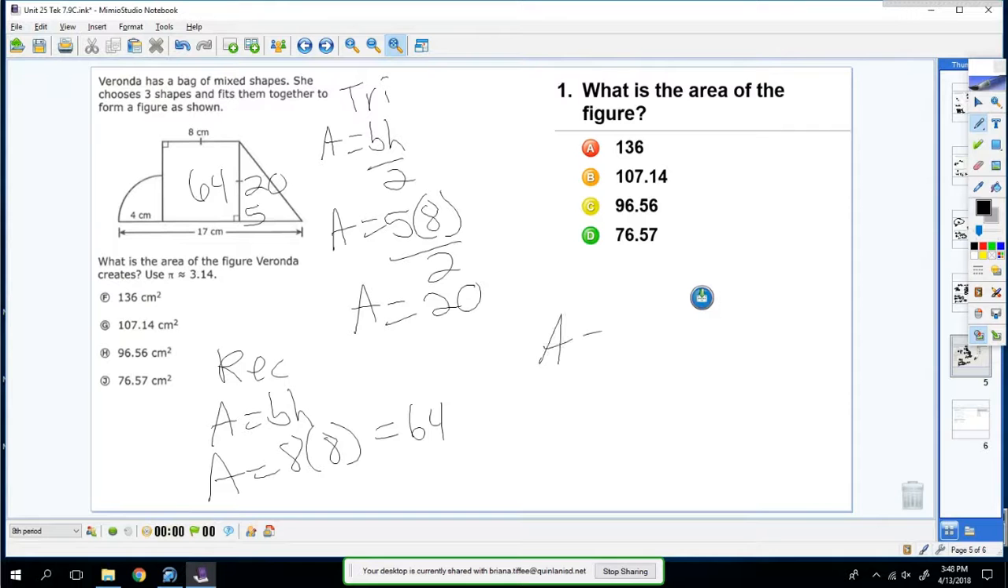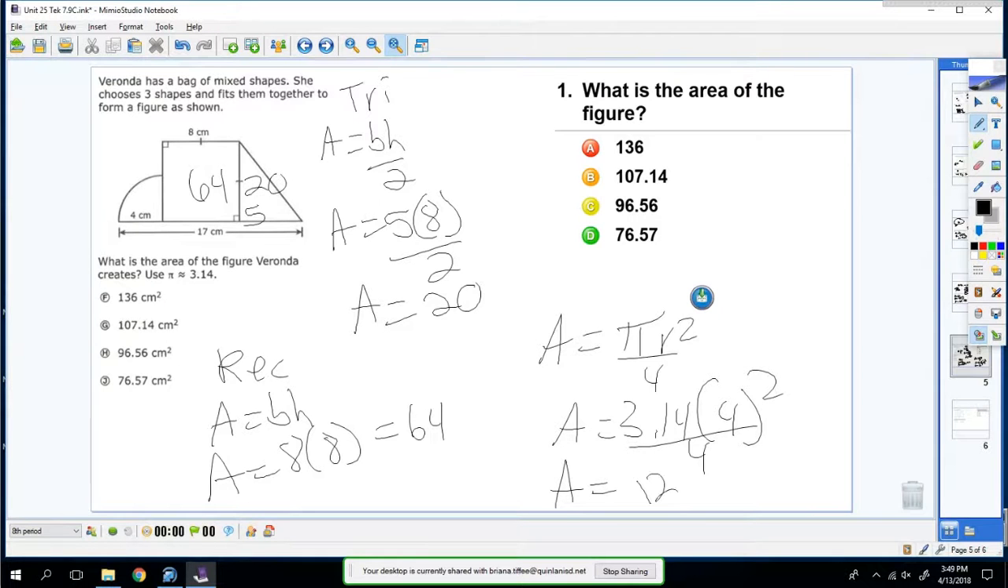And then the area of the circle would be pi r squared divided by 4. So it'd be 3.14 times 4 squared. And then you divide it by 4 because it's a quarter circle. So when you do that, you do 3.14 times 16, because that's 4 squared. And then you divide by 4, which is 12.56. So this equals 12.56.